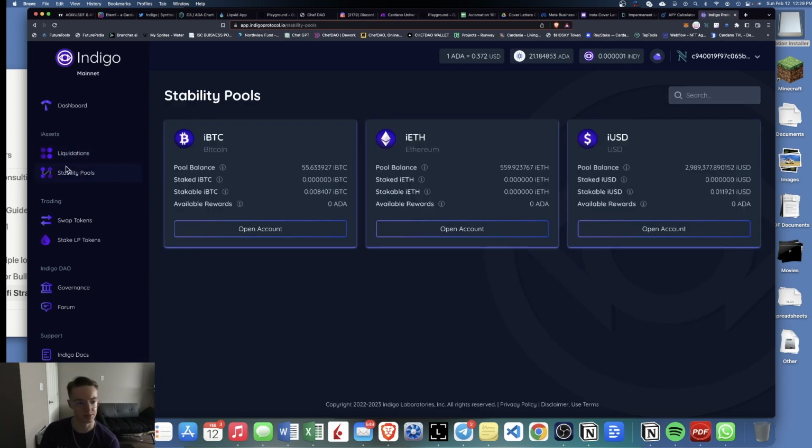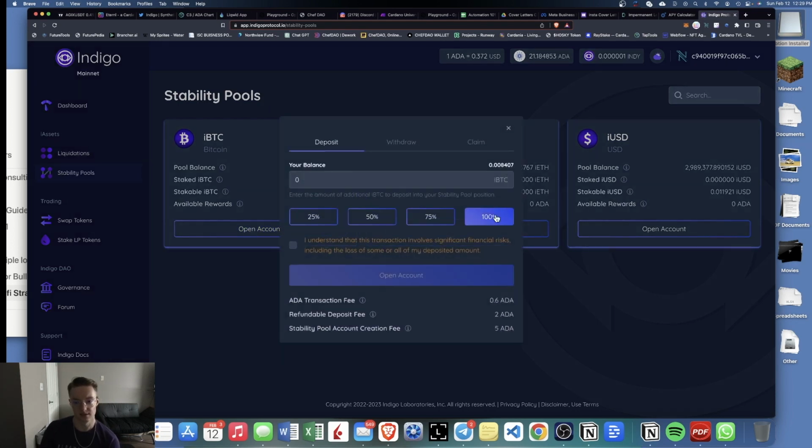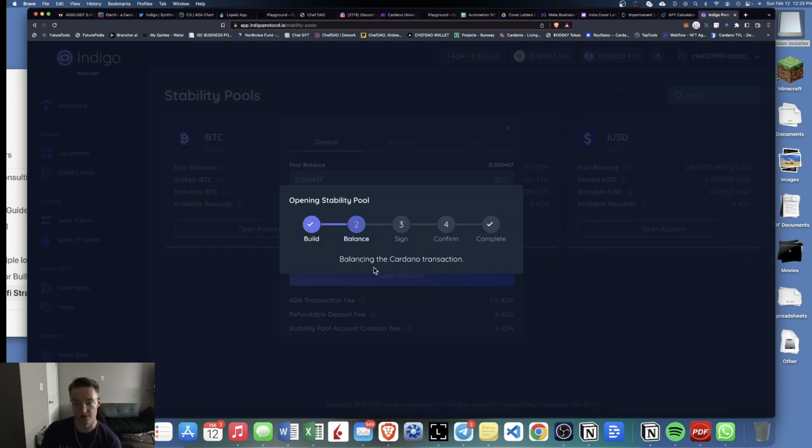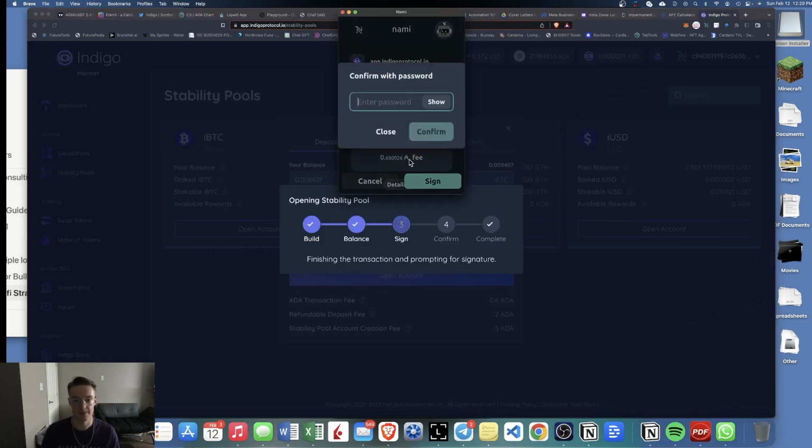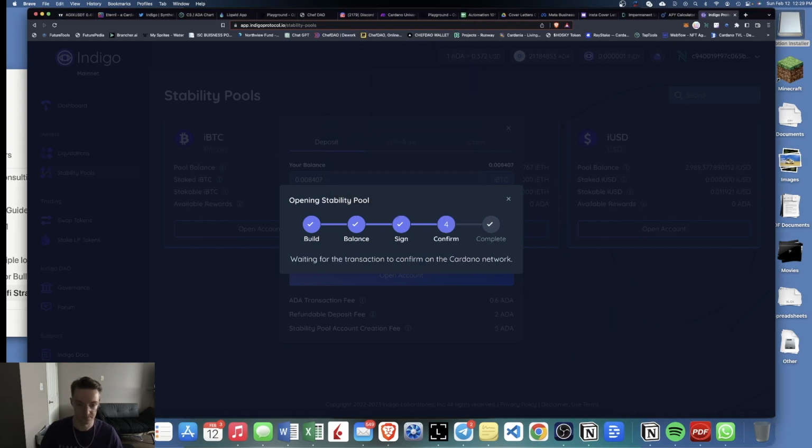So let's go to stability pools. Let's open an account with iBTC, and let's give it to them. We have a 5 ADA fee and a refundable deposit fee. So, you know, if you're using a small amount of ADA, this might not be worth it just based on the fee alone. 5 ADA is pretty high. So let's do this. Well, that was pretty quick.